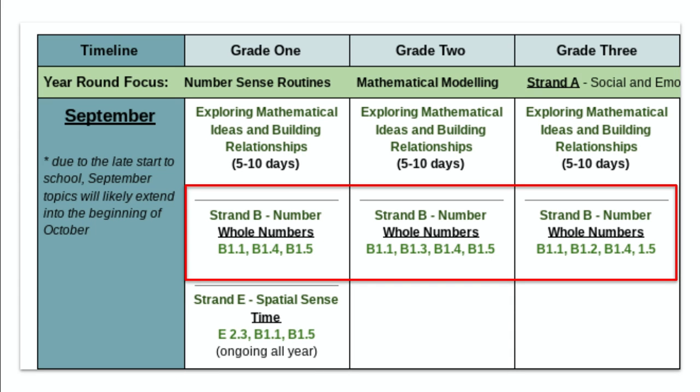In the OCDSB scope and sequence, we are focusing on strand B, whole numbers. Here you can see the specific expectations that the scope focuses on at this time, with the understanding that these specific expectations and subsequent expectations will be revisited frequently throughout the year. This video will focus on counting B1.5 and representing B1.1.